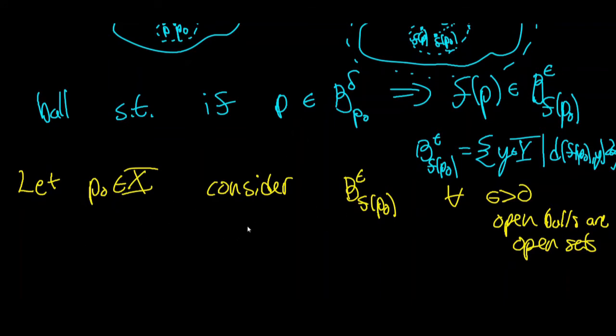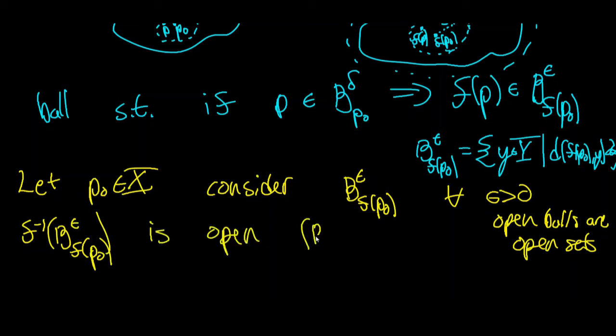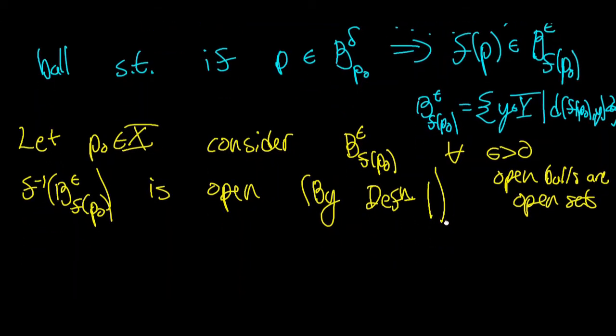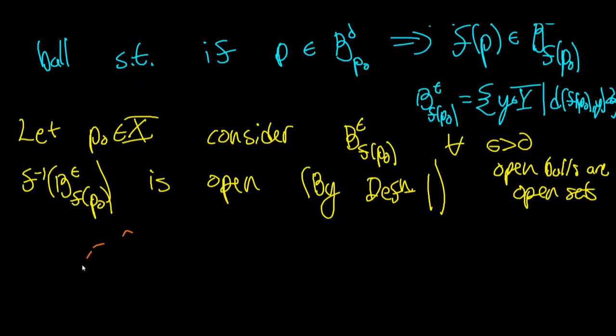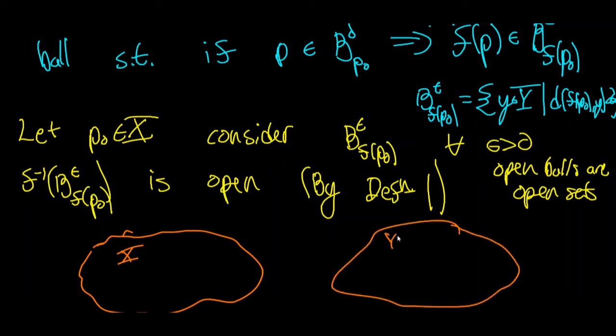So what can we say about this open ball? Well, it has an inverse image under f. The inverse image of this open ball centered at f of p naught and radius epsilon is open by definition 1. Because remember, we're assuming definition 1 to be true. So let's draw out what this looks like. Here's my domain X, and here's my domain Y. And here's my open ball centered at f of p naught, with radius epsilon, for any epsilon.